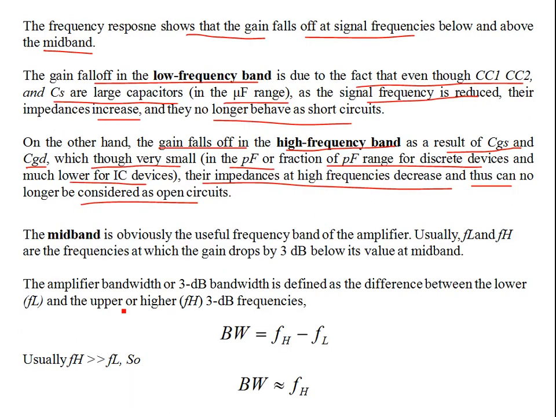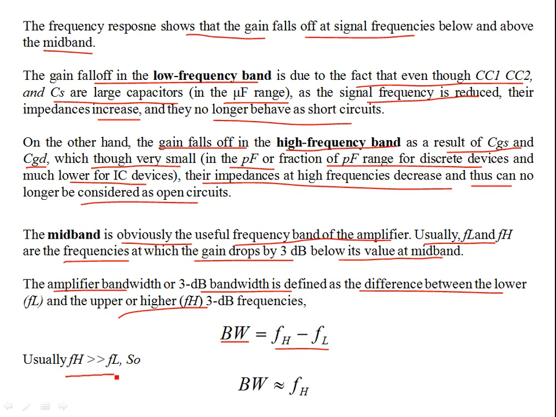So the midband is obviously the useful frequency band of the amplifier. Usually FL and FH are the frequencies at which the gain drops by 3 dB below its value at the midband. The amplifier bandwidth, or the 3 dB bandwidth, is defined as the difference between the lower and the upper frequency, FL and FH. So the bandwidth is FH minus FL. That's where you can treat the voltage gain response as almost independent of frequency.